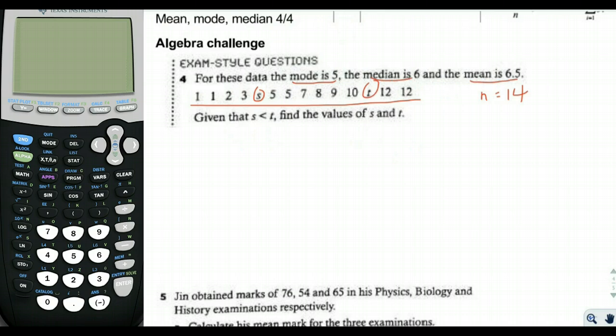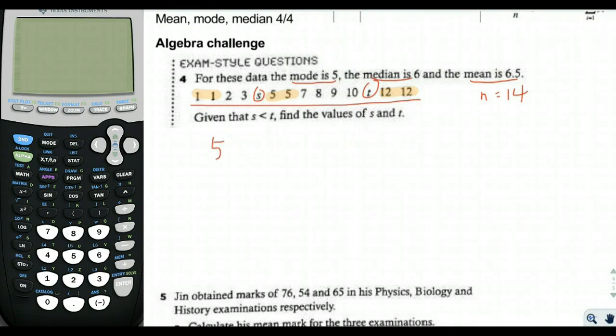The mode is 5, it says. If we look at how many 5s we have, we have 2 5s. We also have 2 12s. We also have 2 1s. So right now, assuming that S and T are not part of the distribution, 5 is not the mode, because there's the same number of 1s, 2 5s, and 2 12s. So in order for 5 to be the mode, either S or T would have to be a 5.